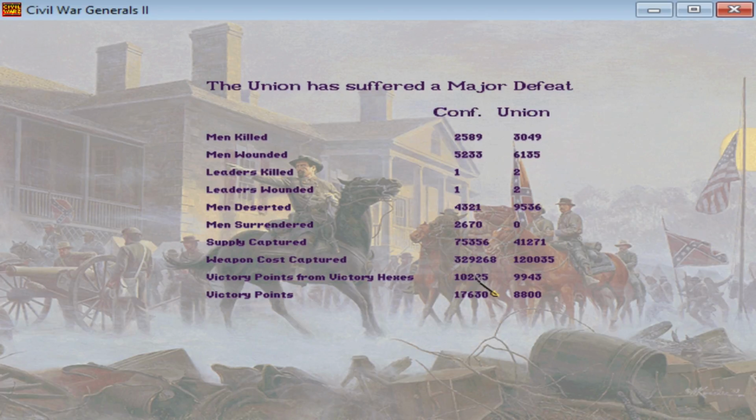As you can see here, the Union suffered a major defeat: 2,500 killed, 5,200 wounded, 4,300 deserted, 2,600 surrendered. So the Union casualties amount to about 6,900 captured or surrendered, in addition to another 7,700 killed or wounded. Between the two, the Confederates lost a little bit shy of 15,000 men, while the Union forces lost about 20,000 men. Casualties not quite as decisively different as I had thought they'd be.